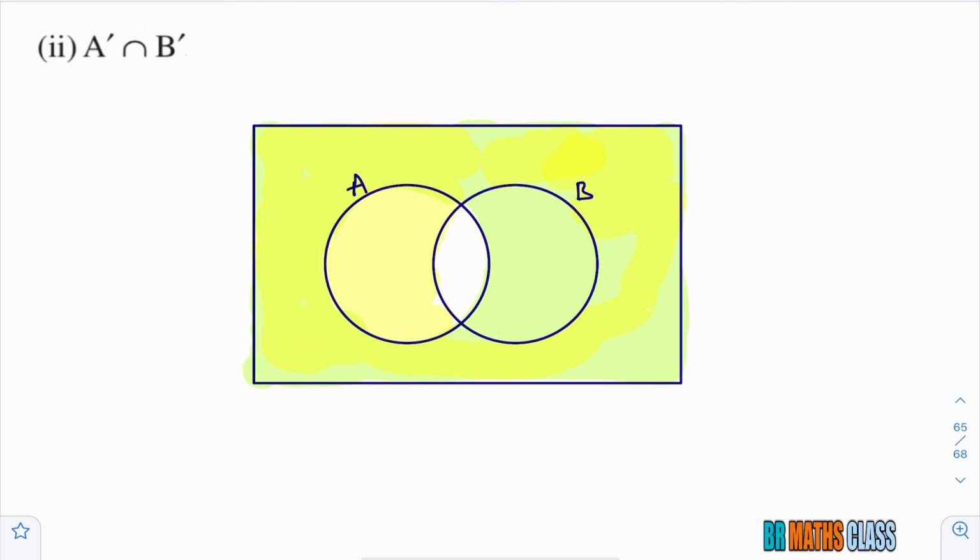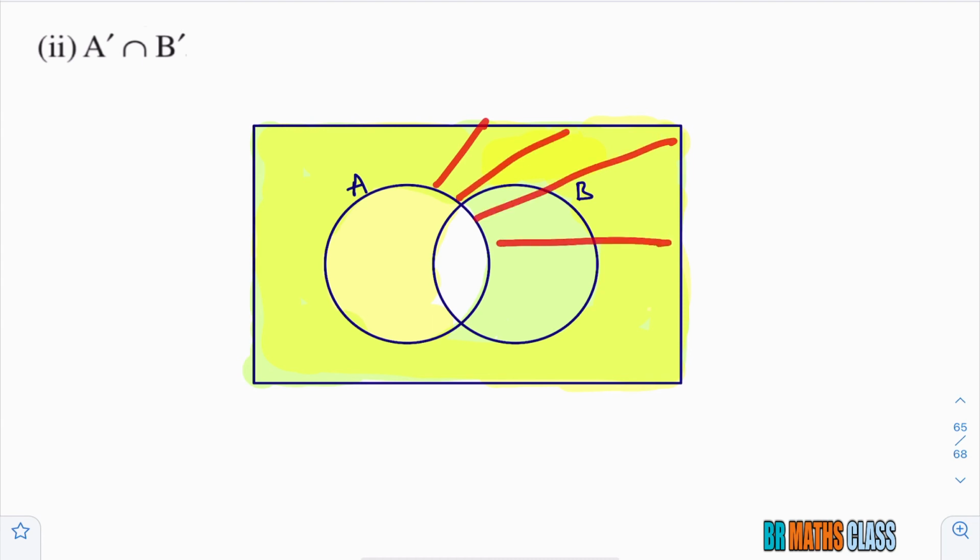So here, what I marked here, that is not B. Please observe carefully. A dash is marked, B dash is also marked. Here A dash intersection B dash is there. That means the common part. What is the common part which is present in A dash as well as B dash? Please observe. Common part. Here in A dash, what part is there?